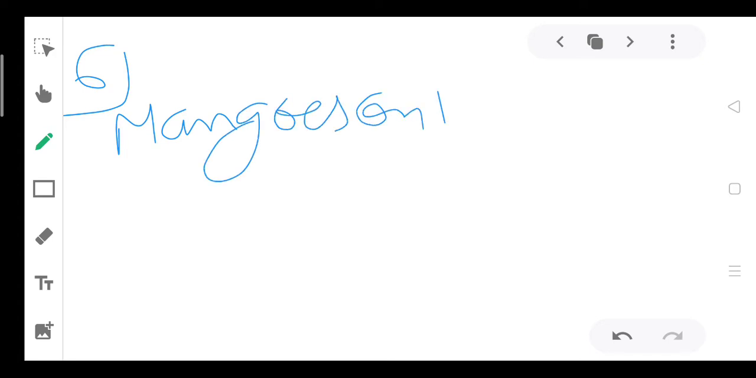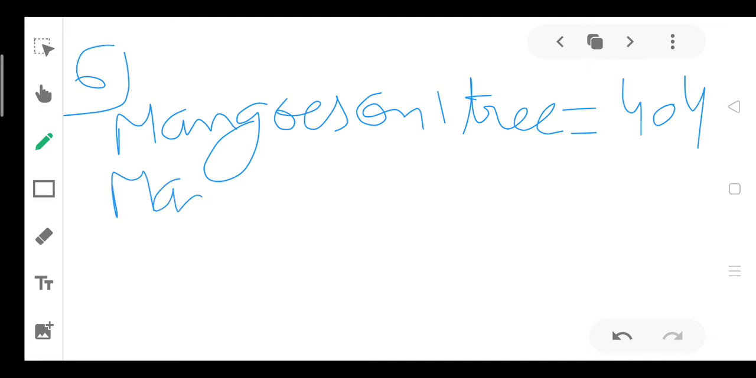You can write here: mangoes on one tree, or mangoes that can be plucked from one tree, is equal to 404. And how many mango trees are there? 516.